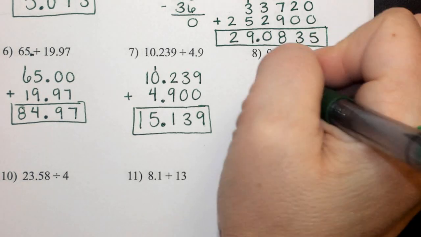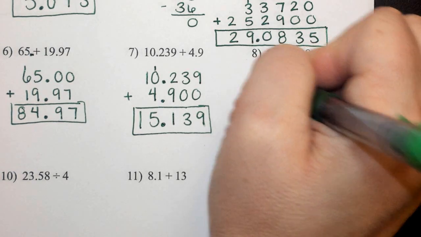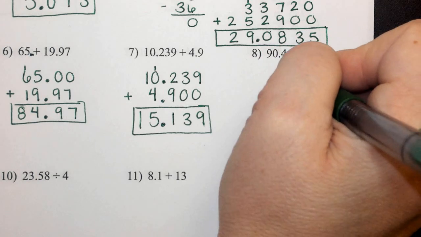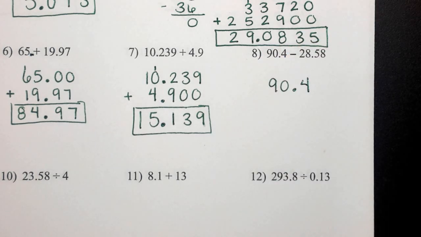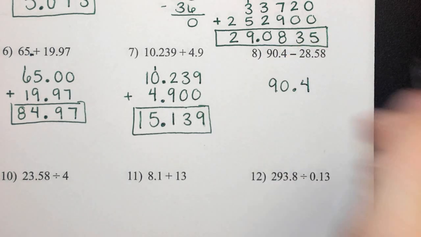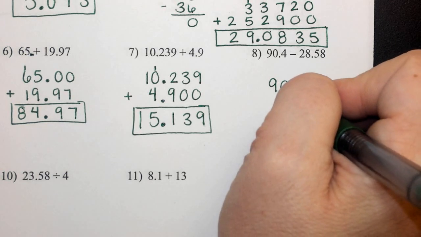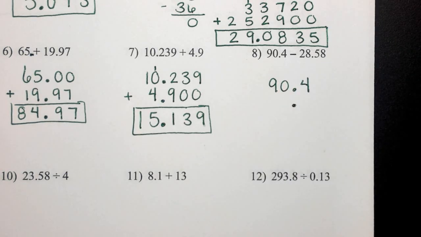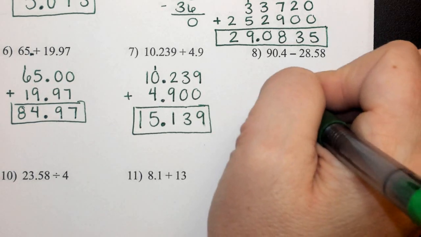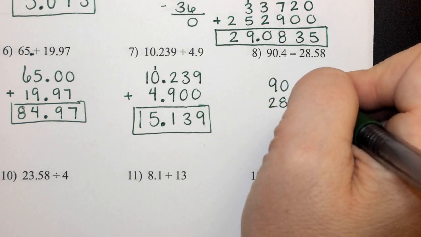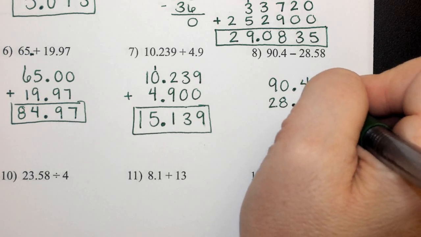Subtracting. I'm going to start with my first number, 90.4. Guys, did we get to move that around? Leave it just like it is, 90.4. I'm going to go ahead and put my decimal directly underneath. What goes in front of that decimal? 28. And behind that decimal? 58. Now this is where we might have to borrow, so we're going to have to be really careful.